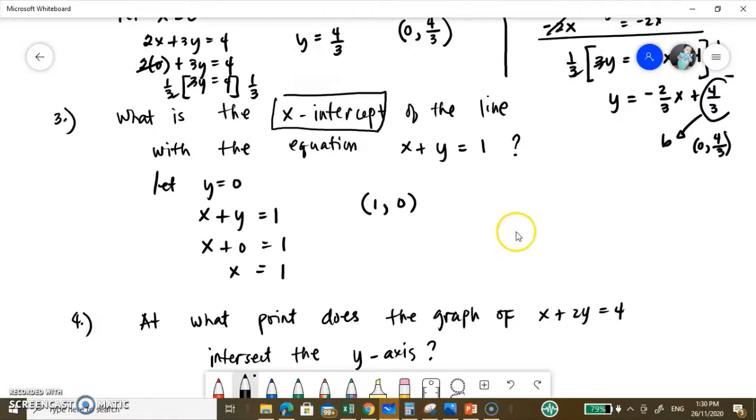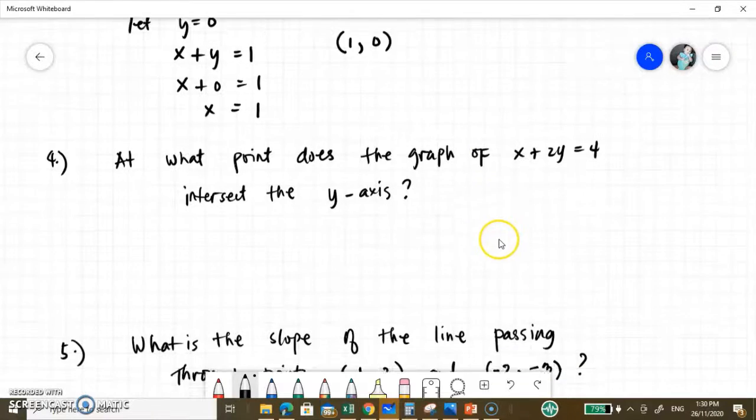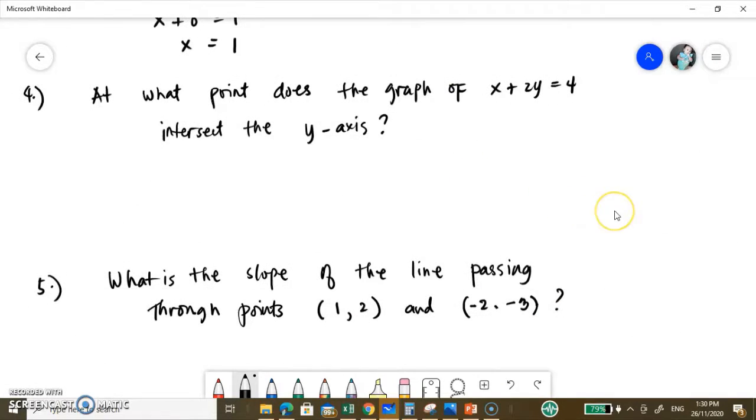Okay, it's natin rectangular coordinate system. Number 4. At what point does the graph of x plus 2y equals 4 intersect the y-axis?